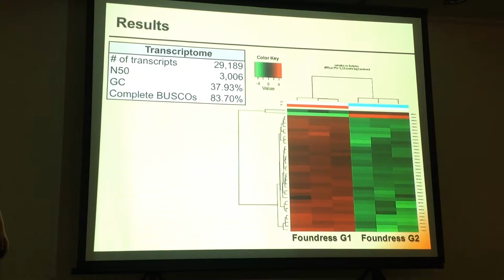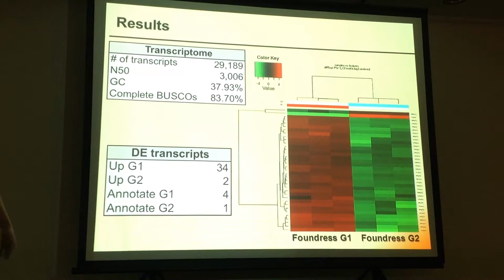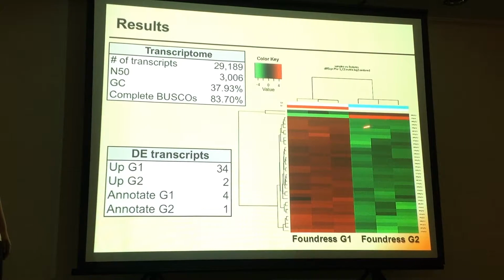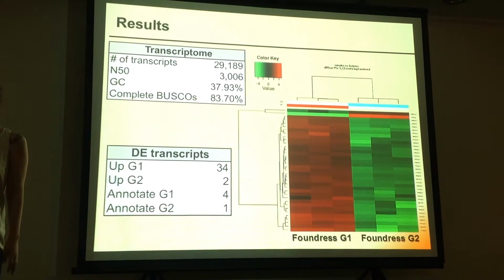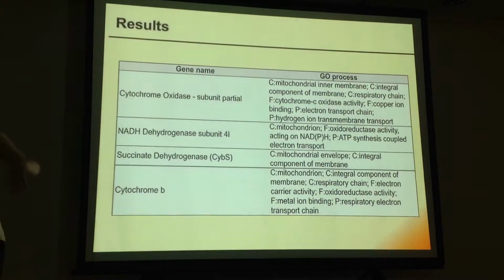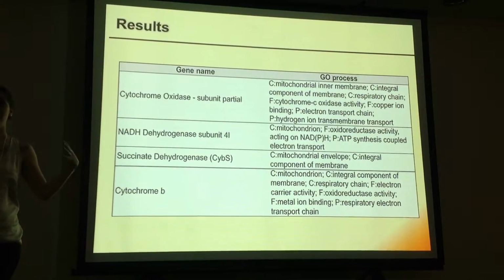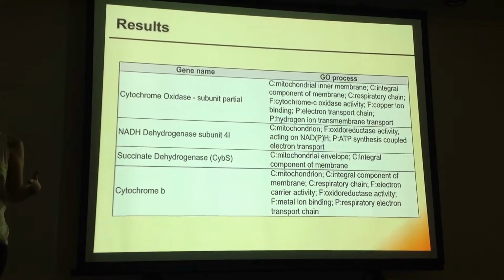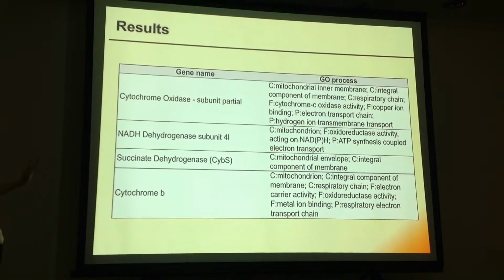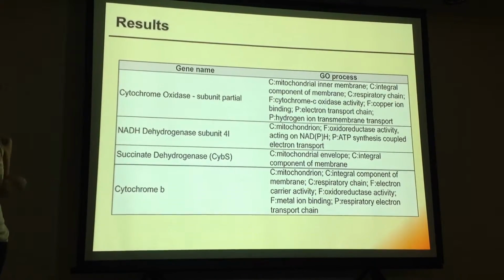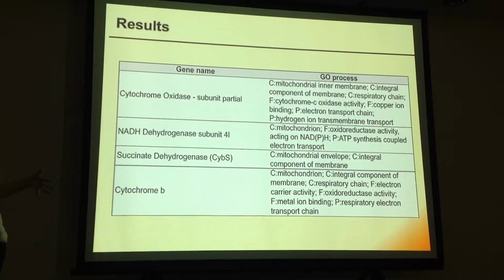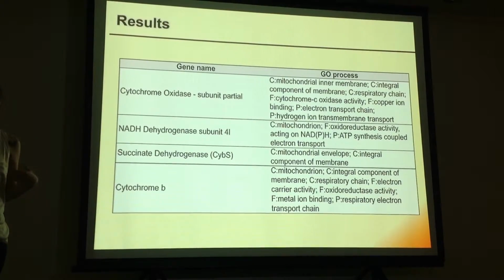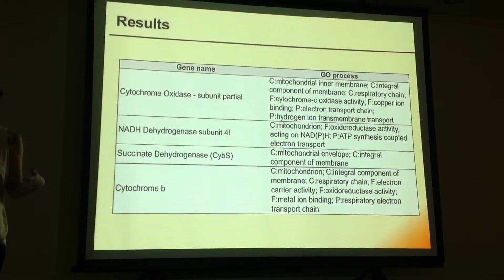Most of these transcripts, 34 of them, were up-expressed in founders of generation 1, and only 2 of the transcripts were up-expressed in founders of generation 2. Of the 34 transcripts up-expressed in generation 1, only 4 of them have been annotated, and all these 4 genes were related to mitochondria and the respiratory chain. So this indicates that the females from generation 1 have higher energy demand than the founders in generation 2.